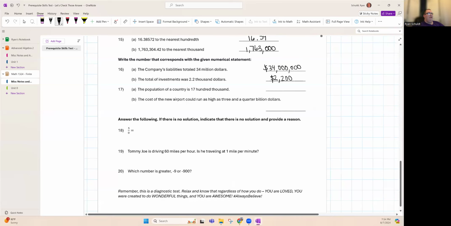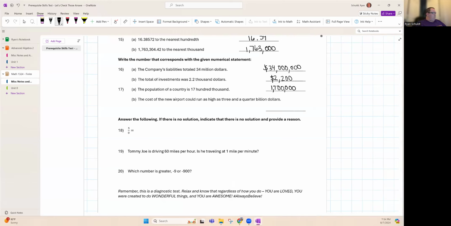17, part A, the population of a country is 1,700,000. That sounds confusing, but just write down what you see. 1,700, and then 1,000, we know we need to add 3 zeros after. Put your commas in. It ends up being 1,700,000.